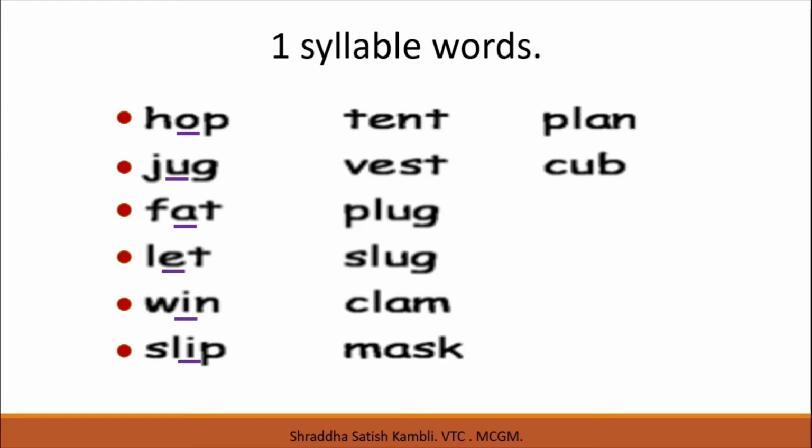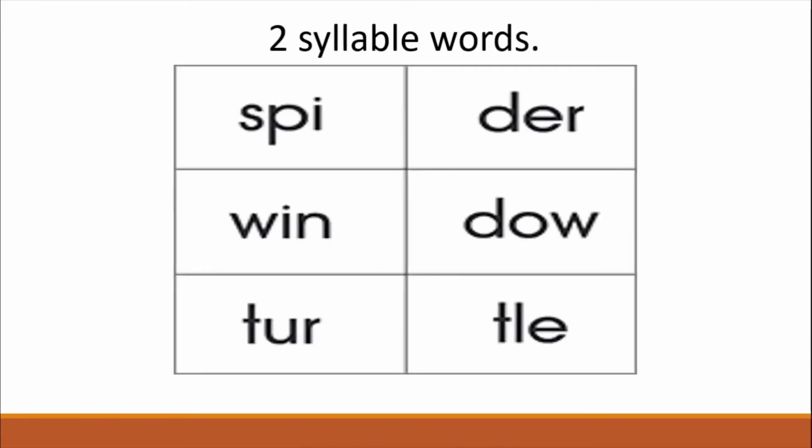In the same way, you can read all the other words here. So you have tent, you have vest, you have plug, slug, clam, mask, plan, cub, and try to identify where the vowel sounds can be heard. Okay, so these are certain one syllable words. Let us look at two syllable words now.